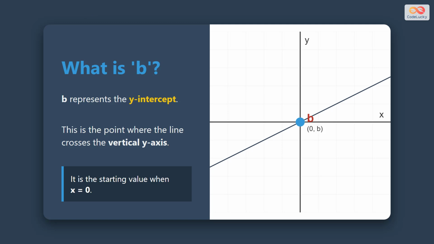Now let's talk about b, the y-intercept. This is simply the point where our line crosses the vertical y-axis. You can think of this as our starting value. Mathematically, this is the value of y when x is equal to 0.